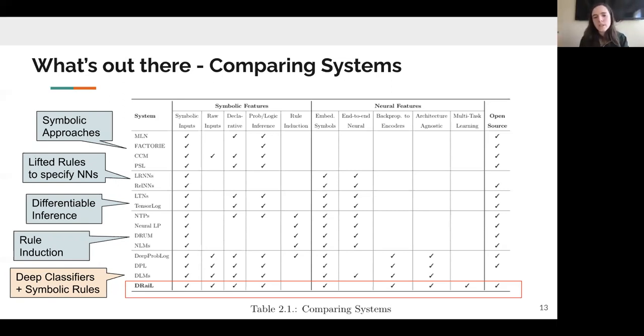And then on the neural side of things, whether they can learn embeddings for symbols, whether they're end-to-end neural, meaning they're only trained by back propagating, with no other steps. And do they retrain their underlying neural nets, whether they're architecture agnostic, can I use it with any type of neural architecture, and so on. So our framework is the last one down there, called DeepProbLog. We try to cover most of these things. There are some things that we do not provide, like it's not end-to-end, for example, but we try to cover most of these features.